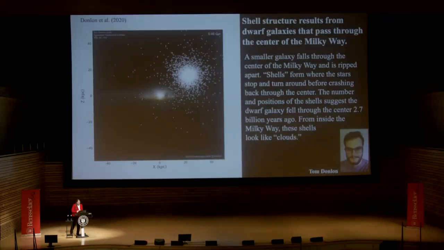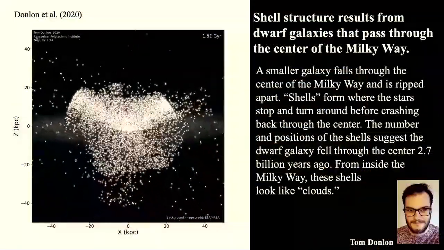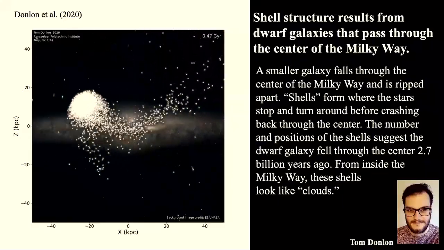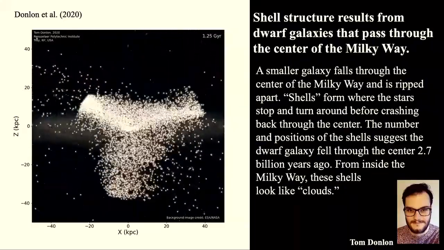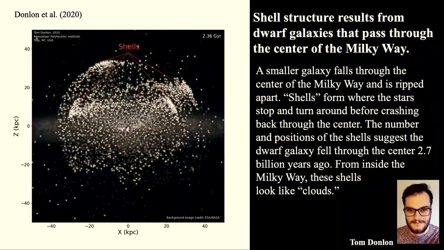All right, but my students have also been working on things here at Rensselaer. Tom Donlan recently wrote his thesis on shell structures. The dwarf galaxy you saw before was going kind of in a circle around the galaxy. If the dwarf galaxy falls in and goes straight through the center, then it completely disrupts, and the stars go out and they have to turn around and come back, and then they go out and stop and turn around and come back. When they stop out there, they form these shells where it slows down, and so you build up stars right here at the shells at the edge.